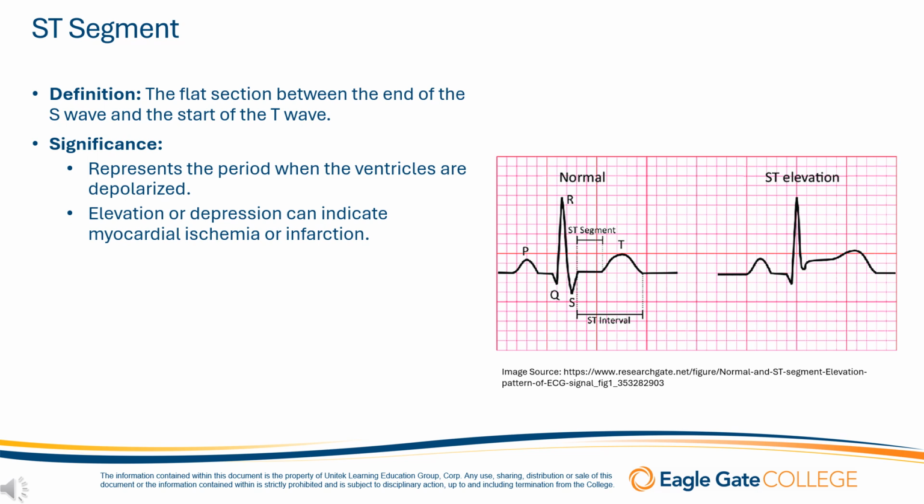ST depression is seen as a dip below the baseline and can indicate myocardial ischemia. It occurs when there is reduced blood flow to the heart muscle, typically due to narrowed coronary arteries. It can also be a sign of other conditions like left ventricular hypertrophy or electrolyte imbalances.